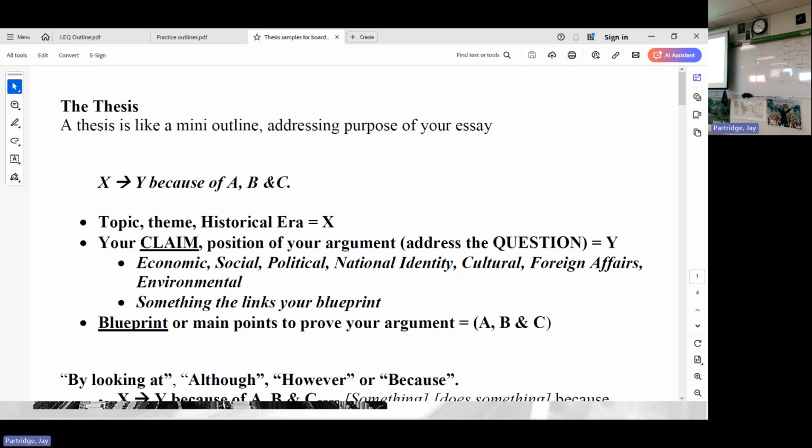All right, so let's get to what each part is. The basic topic, theme, historical era of the question, of the prompt, that's the X. So if the question asks you about factors of the Industrial Revolution, you have to mention the Industrial Revolution, the factors. If you put the time, even just the 19th century, that's strictly your thesis statement. But just those basic elements, that's the X.